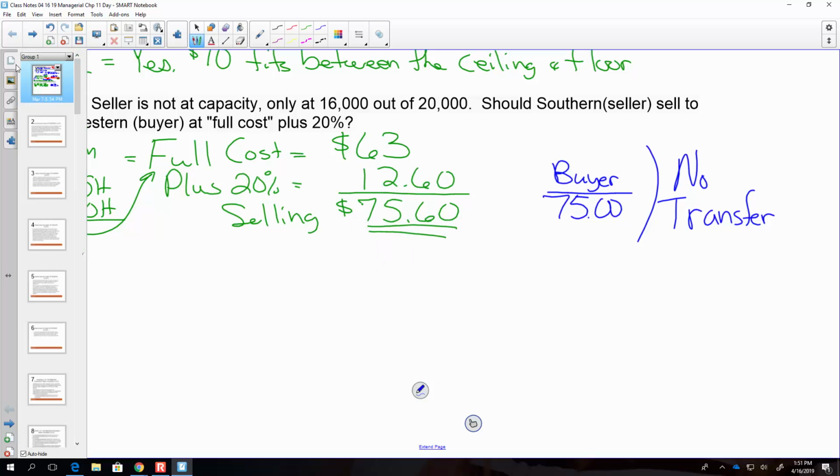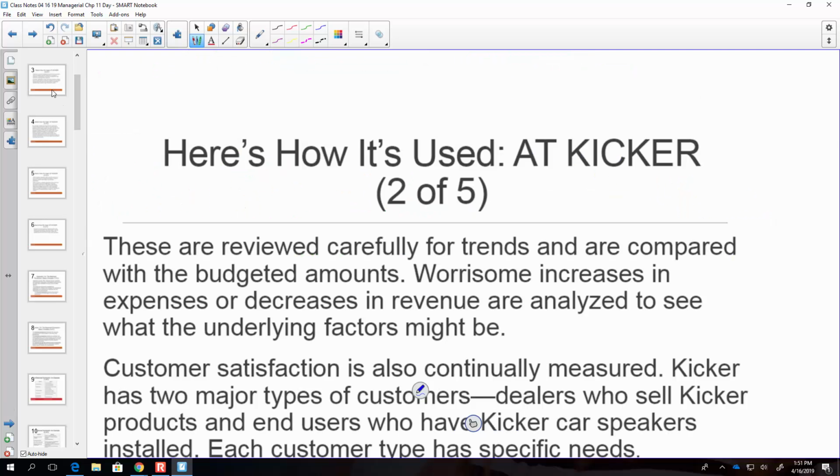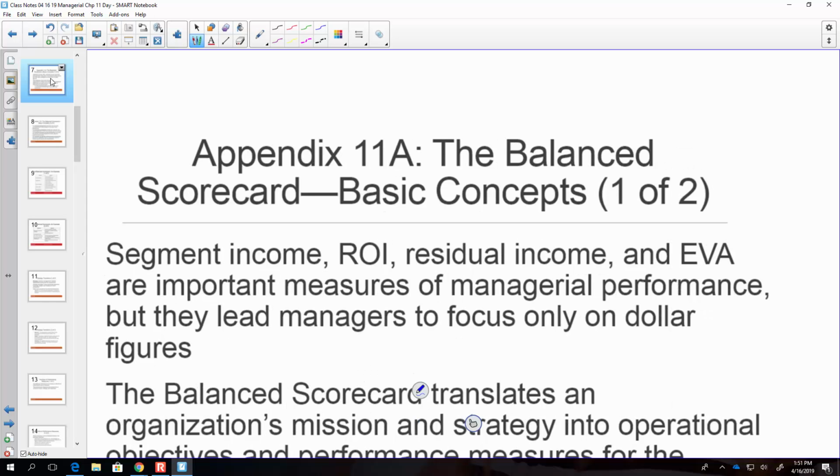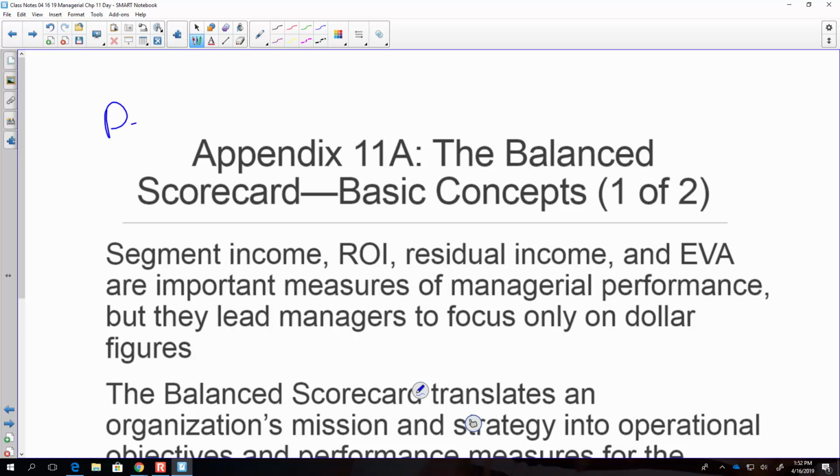Going forward here, quite a bit of what's left in Chapter 11 is definition stuff. I'm just going to go past the kicker. Here's how it's used. Appendix A in Chapter 11 has this concept called balanced scorecard. The appendix starts on page 611. So if you have your book handy, jump to page 611.